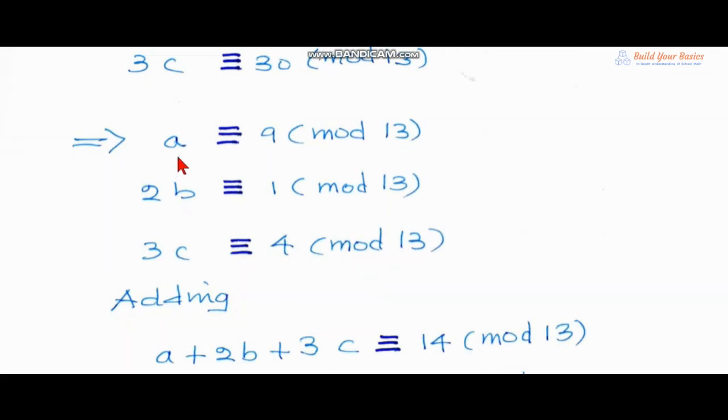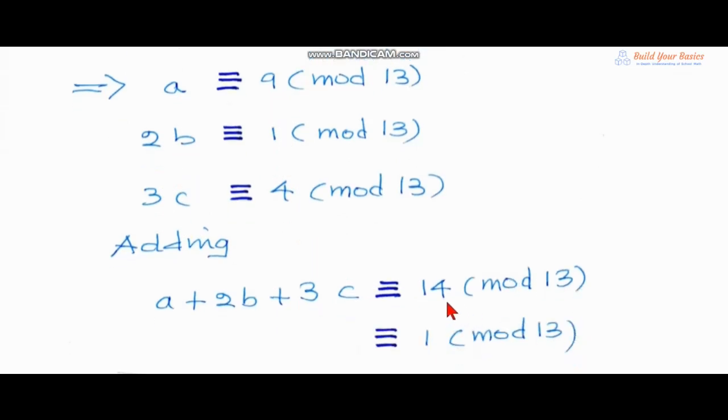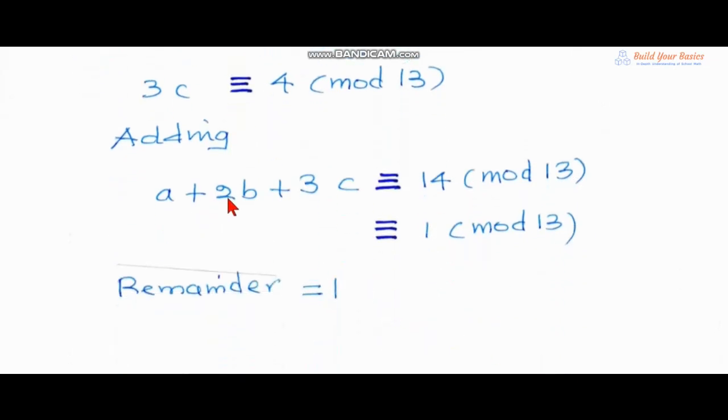Now adding, a plus 2b plus 3c is congruent to 9 plus 1 plus 4, that is 14 mod 13. When 14 is divided by 13, the remainder is 1. So instead of 14 we can take 1. So a plus 2b plus 3c is congruent to 1 mod 13. That shows when a plus 2b plus 3c is divided by 13, the remainder is 1. So the problem is over.